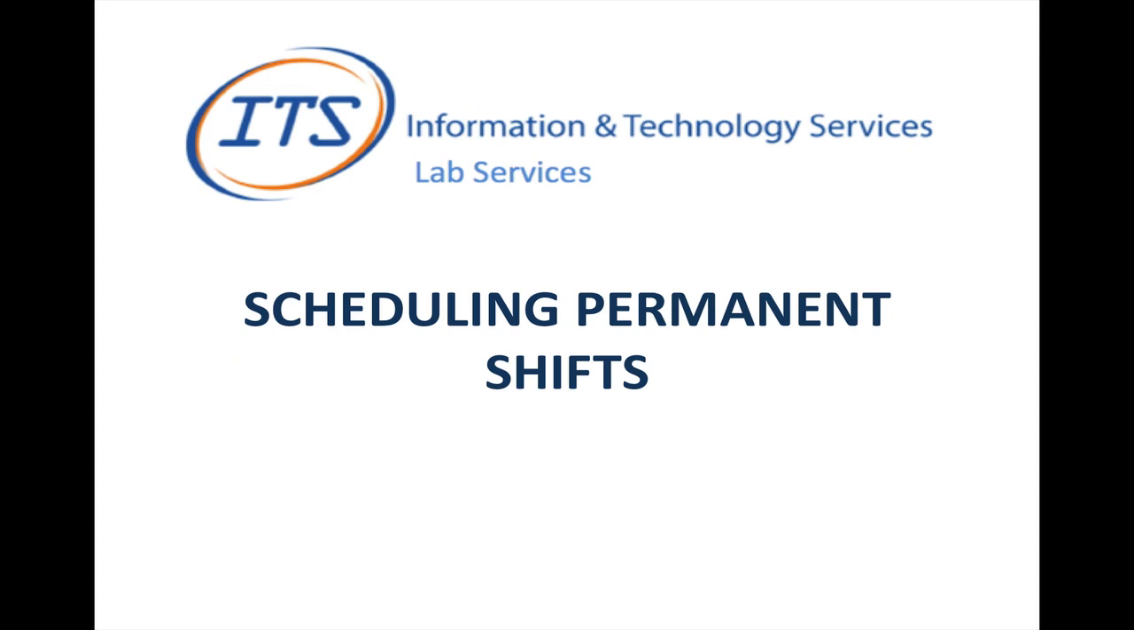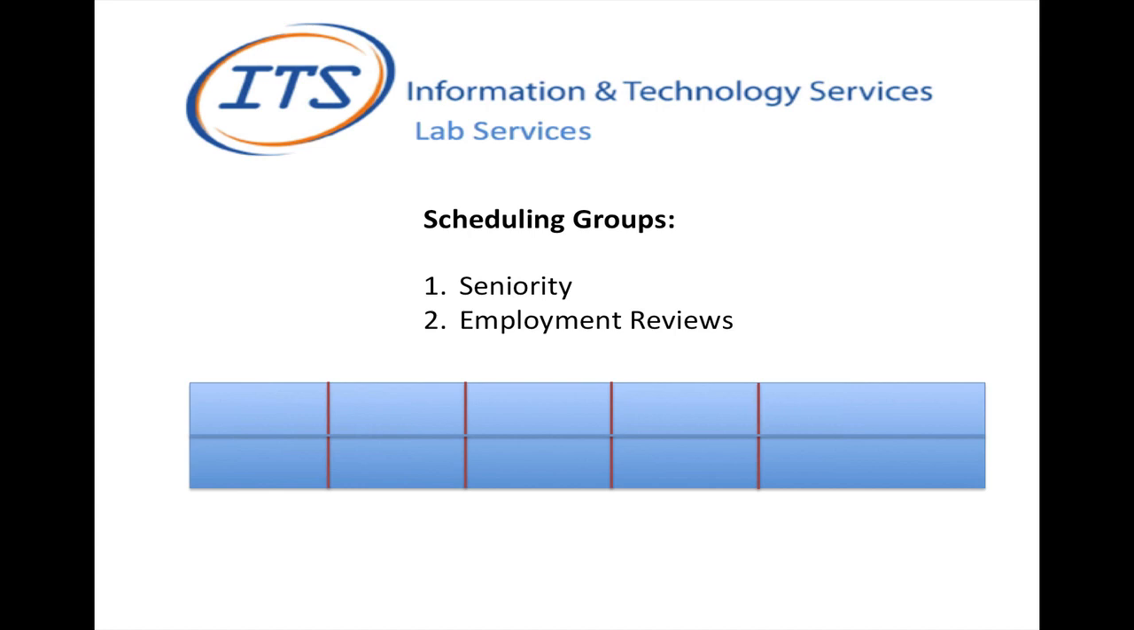Scheduling permanent shifts. Scheduling of shifts occurs every time scheduling of classes occurs. After add drop week, your schedule is set for the remainder of the term. Lab assistants are placed into scheduling groups by their supervisor and will be notified of their group via email well in advance of a scheduling week.